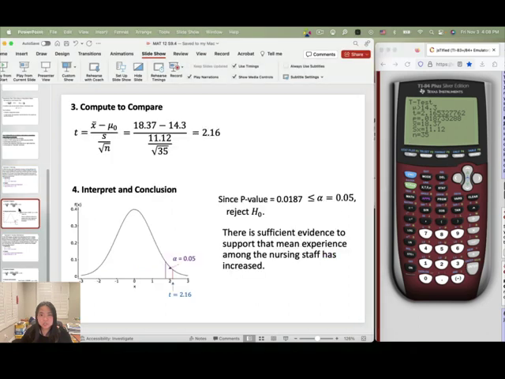So you can see we have the test statistic 2.165. Okay, so let's round it to 2.17 here. And then this is going to be the p-value, 0.0187.